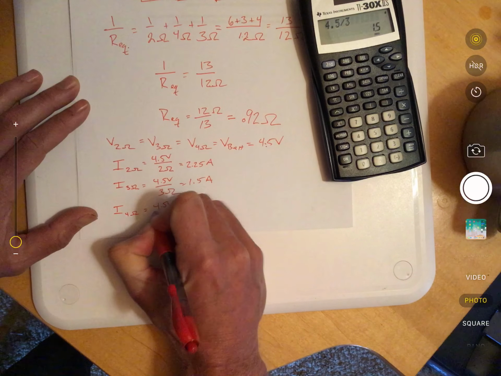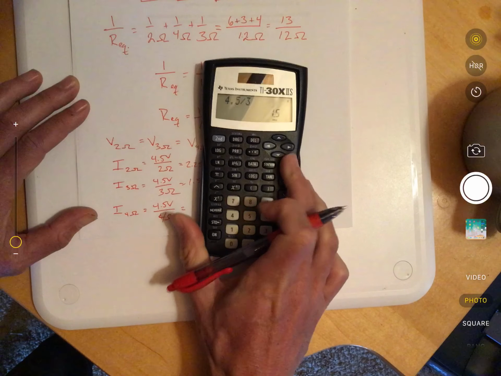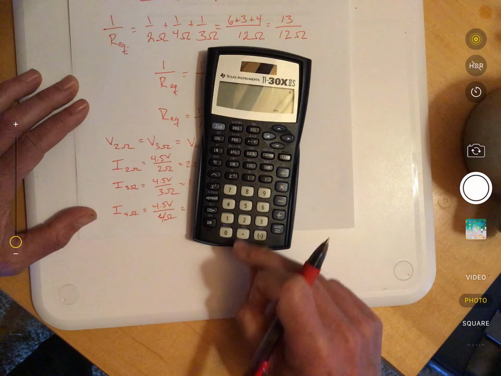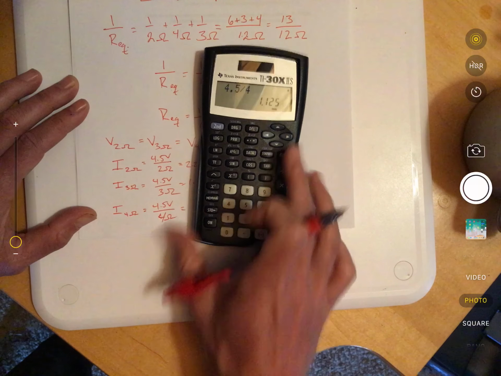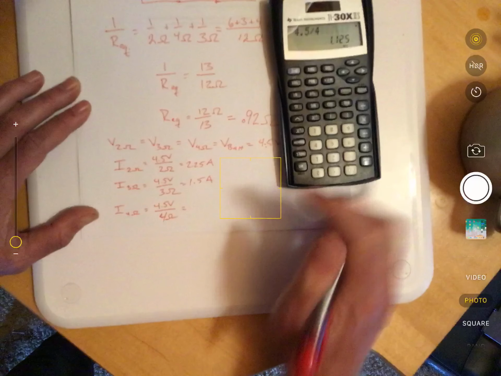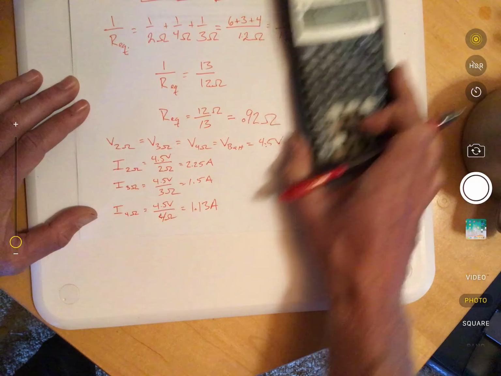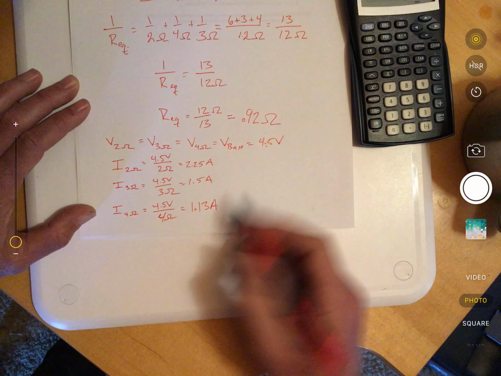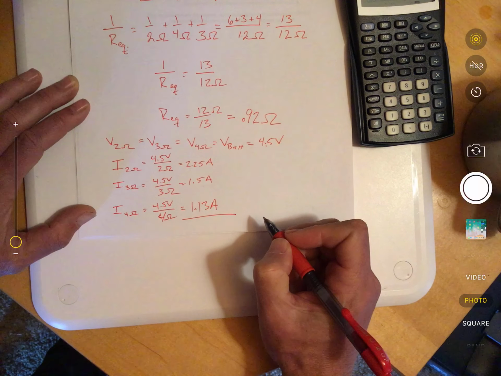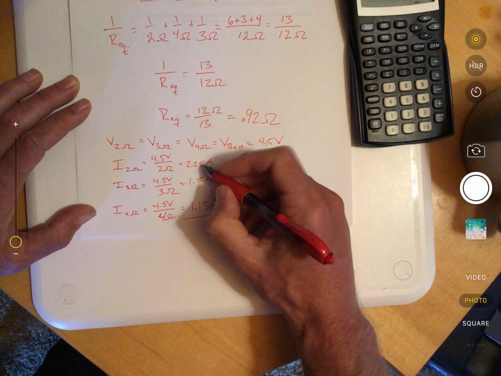4.5 volts across 4 ohms of resistance. That's going to be 1.125, right? 4.5 divided by 4. 1.13, I'll round it to. All right, so what we're saying then is if we add up all of this current, it should be the total current in the circuit. So what's that going to be? Let's just add it up here.